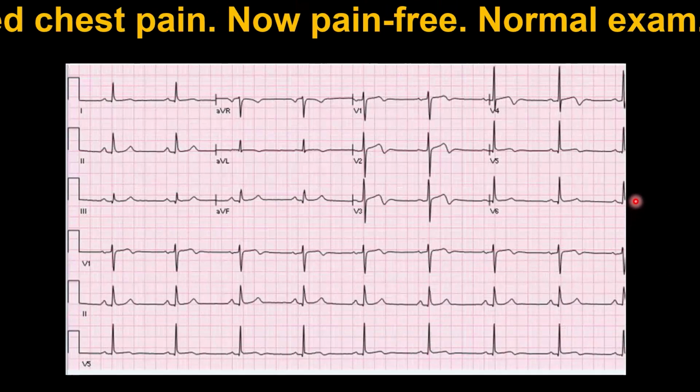Now here's a 49-year-old man who awakened from sleep with 30 minutes of left-sided chest pain, which then subsided. So he's now pain-free, arrives at the emergency room, has a normal examination, and this electrocardiogram. What's abnormal about this electrocardiogram? Well, it has normal sinus rhythm, it has narrow QRS complexes, but you'll notice that there are T-wave inversions in V2, V3, and V4. Okay, see that?